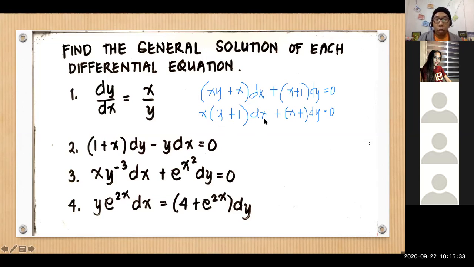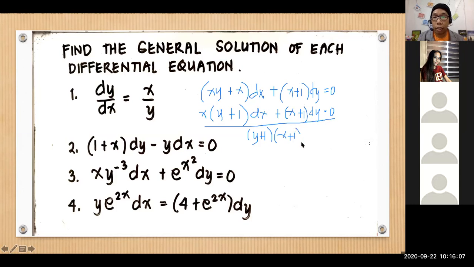Now, we need to eliminate here the function of y. Dapat kasi pure function of x lang to. So we divide both sides by what? Okay, this function y plus 1. Okay, divide the entire equation by y plus 1. And for the second term, we need to make this term a pure function of y. So, kailangan tanggalin natin yung x plus 1 dyan, yung function of x. So, divide both sides by x plus 1.